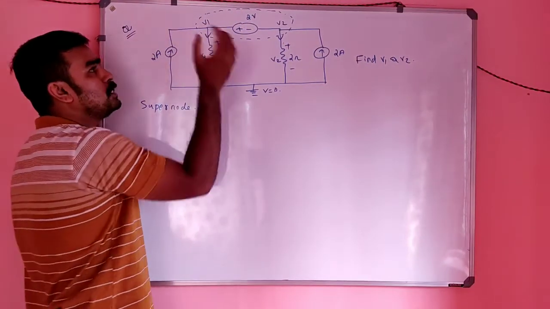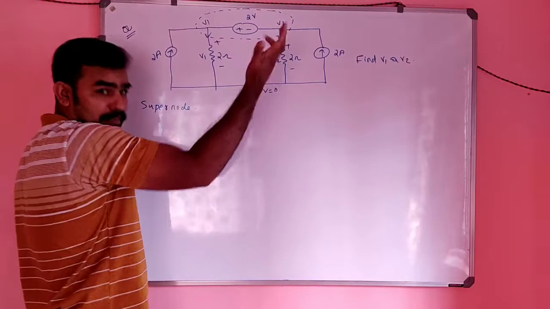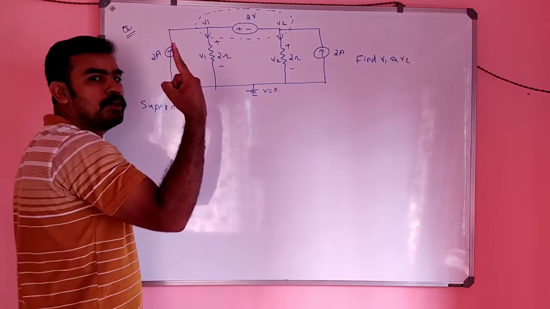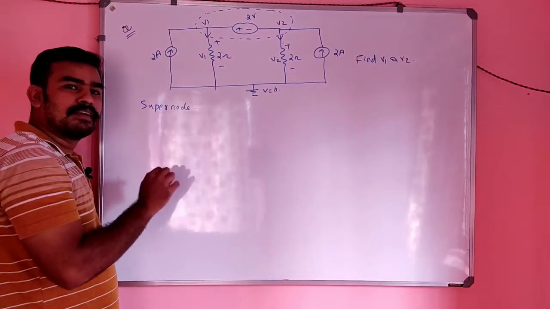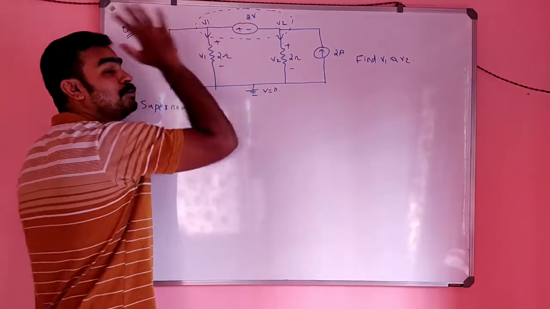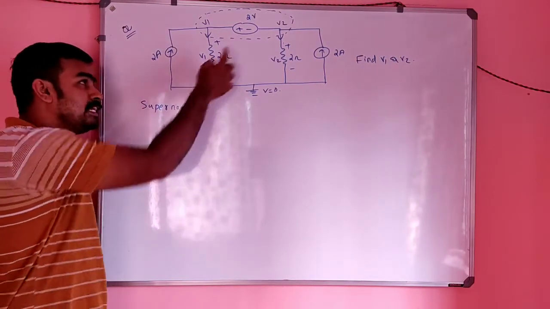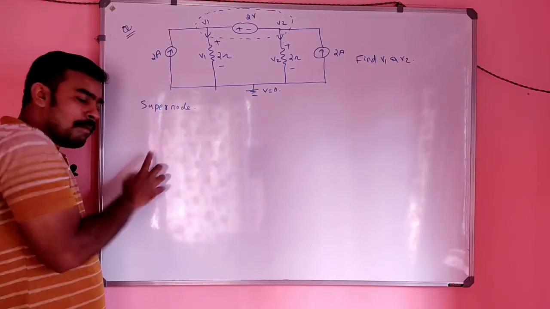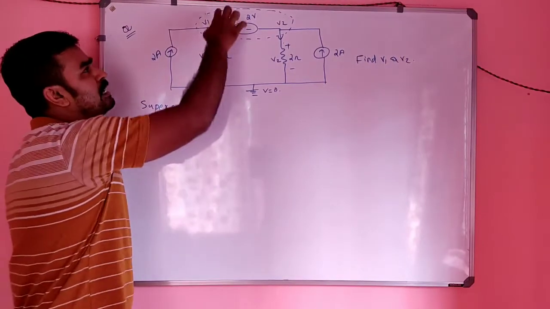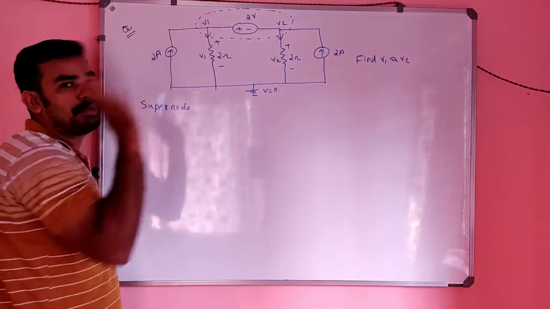That means there is no need to consider separate nodes like V1 for one node and V2 for the other node. You combine them into a supernode and write the equation for the supernode only. That is a single equation which contains V1 and V2. There is no need to write separate equations for V1 and V2. You fuse them together so that you can simply write the KCL equation, or nodal equation, for that supernode.